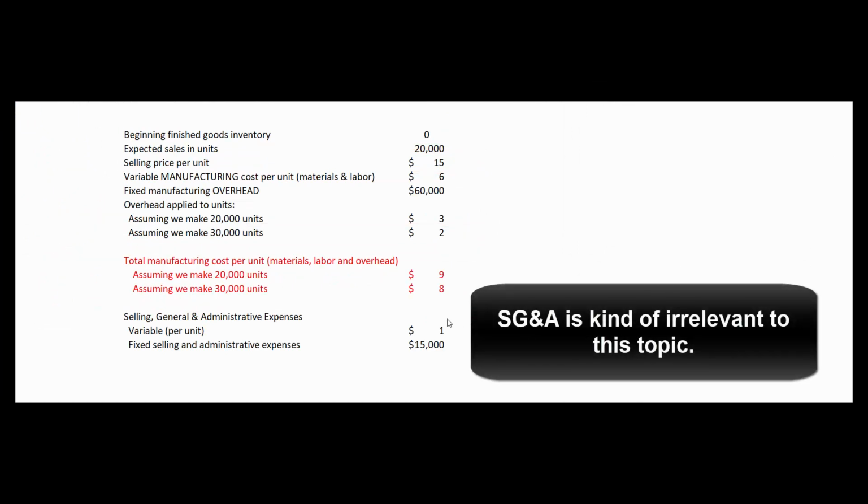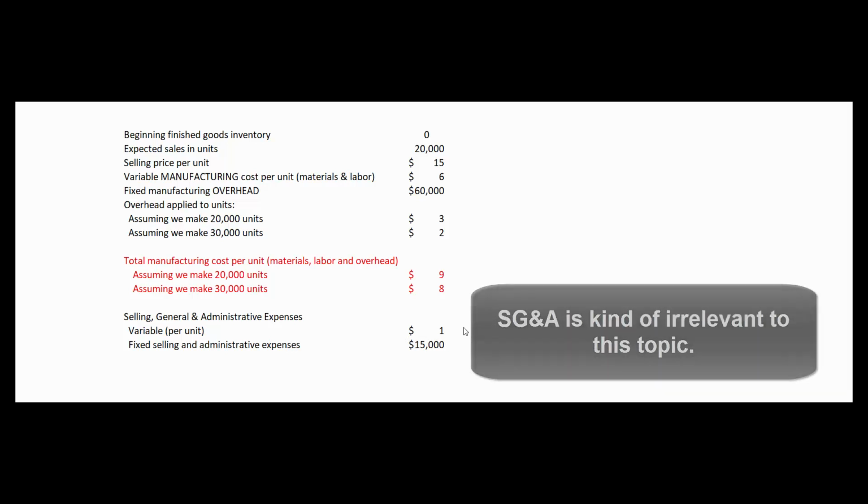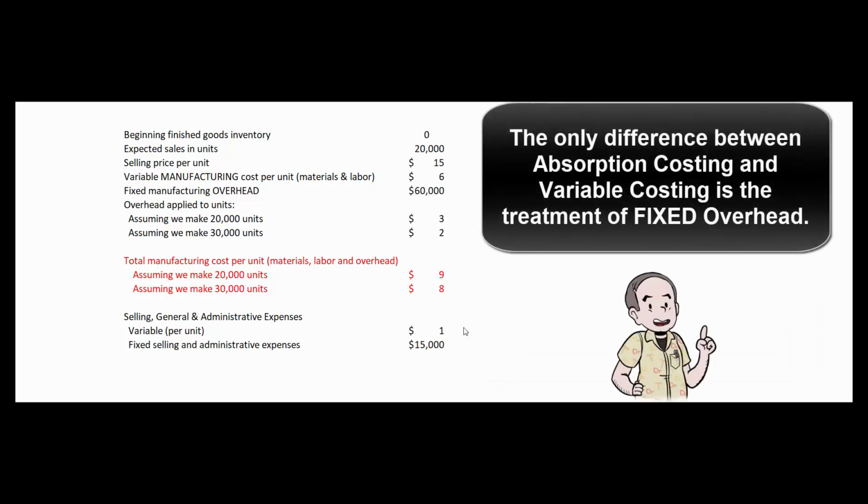Then finally, the SG&A: there's a variable part of $1 per unit and fixed selling and administrative expenses of $15,000. The only difference between absorption costing and variable costing is the treatment of fixed overhead. SG&A is the same, variable costs are the same. The only difference is fixed overhead.